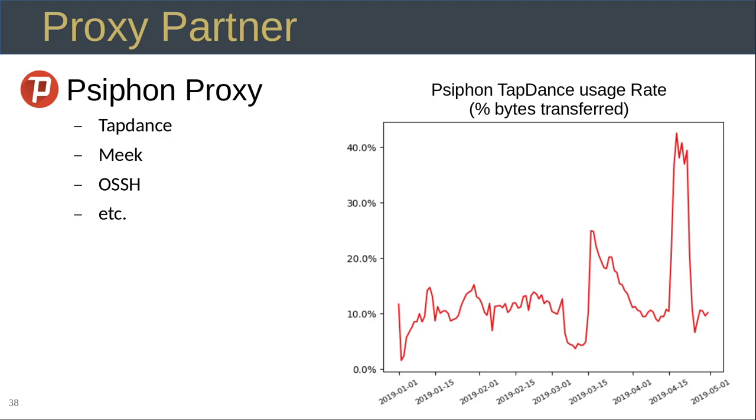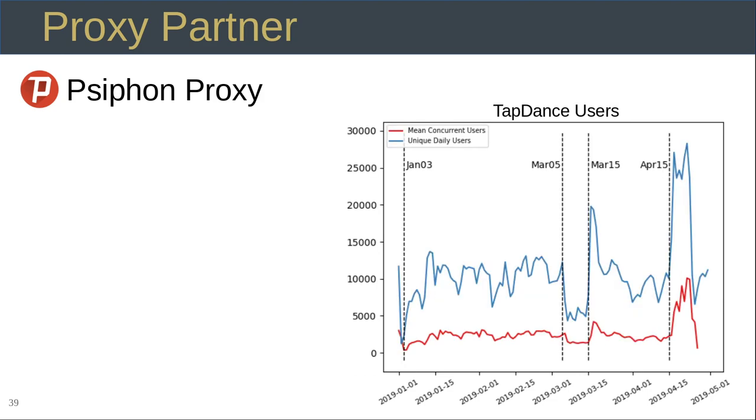As far as our effect on our proxy partner, quick reminder, Psiphon opens all of those proxy connections in parallel and then uses the one that is established the quickest or most performative. And in terms of bytes transferred, Tapdance represented consistently around 10% of the traffic that Psiphon serviced overall. Interestingly, this performance lines up almost exactly with the number of users that we saw at any given time on the Tapdance system over these 4 months.